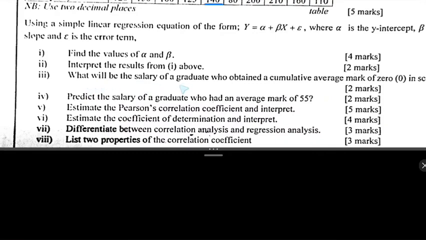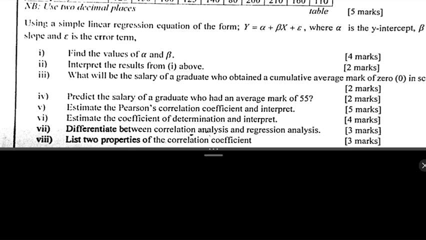III, what will be the salary of a graduate who obtained a cumulative average mark of 0 in school? IV, predict the salary of graduates who had an average mark of 55. And then V, estimate the Pearson correlation coefficient and interpret. VI, estimate the coefficient of determination and interpret. And VII, differentiate between correlation analysis and regression analysis. And VIII, list two properties of correlation coefficient.